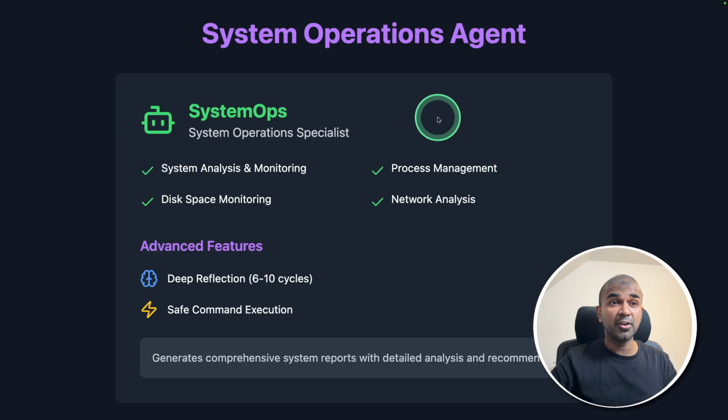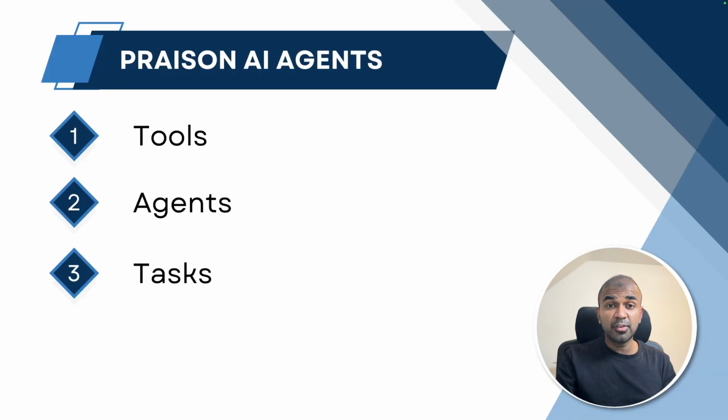So first, we are going to create a system operations agent going to perform 6 tasks at the same time. We are going to perform these 3 simple steps. First, create tools, then create AI agents, and then create tasks and assign those tasks to those agents. Similarly, assign tools to those agents.